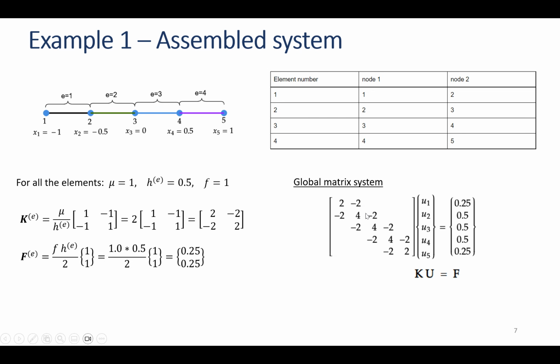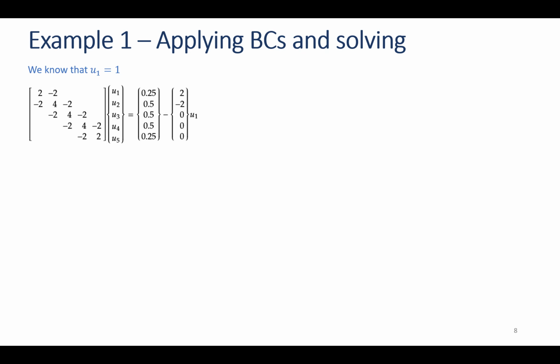So we have assembled the element matrices into the global matrix and the element vectors into the global vector. We haven't used the boundary conditions. In the next step, we apply the boundary conditions. We know that u1 equals 1. That is, at the left end, we have a specified Dirichlet boundary condition, so u1 equals 1. And we apply the Dirichlet boundary condition in this manner. This is one of the methods that we use to apply the Dirichlet boundary conditions.